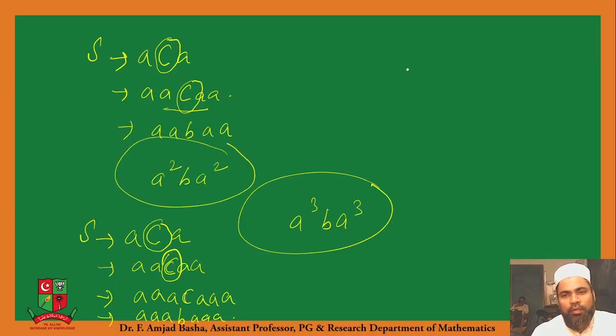So if you continue this process, you will be getting different words of this language. So finally, you will be getting the language as mentioned in the previous slide, a power n, b a power n, such that n greater than or equal to 1. This is an example for context-free language.